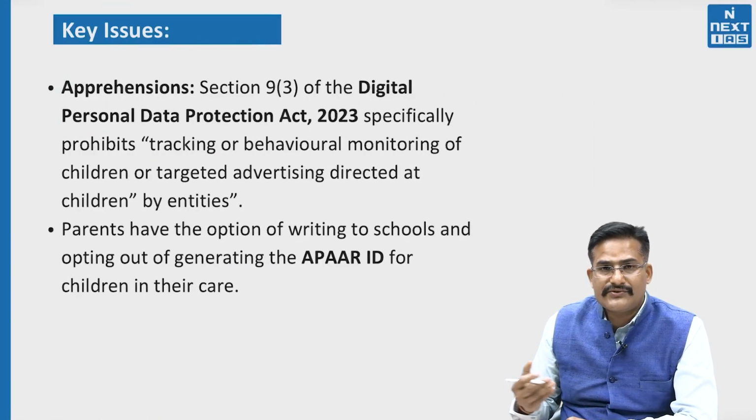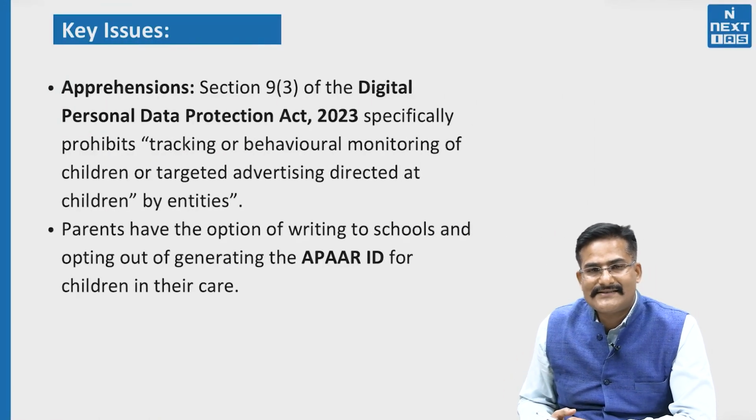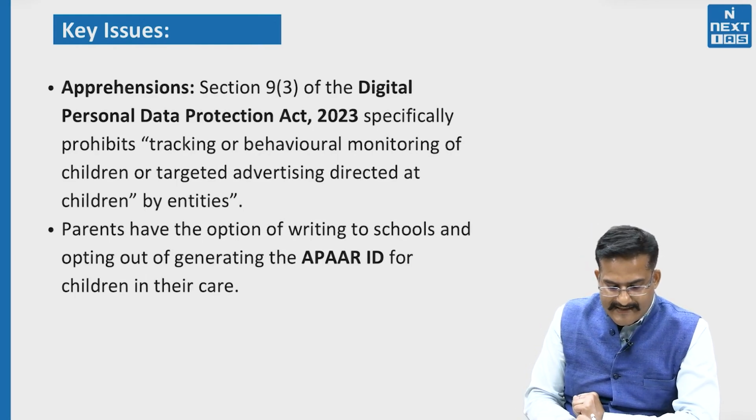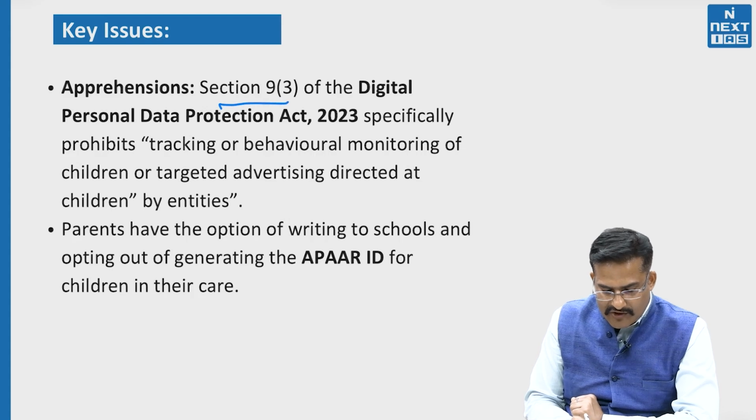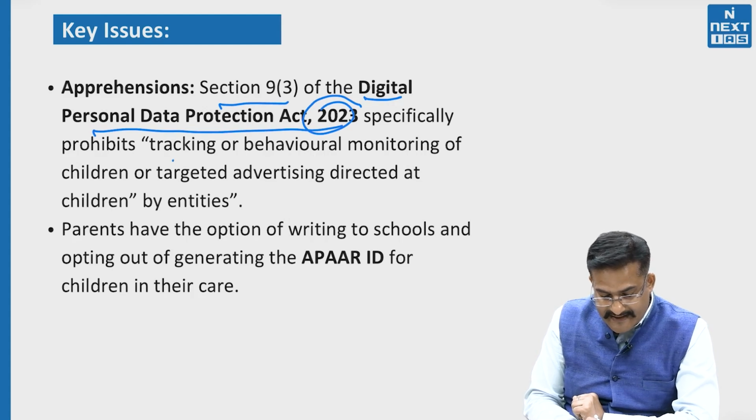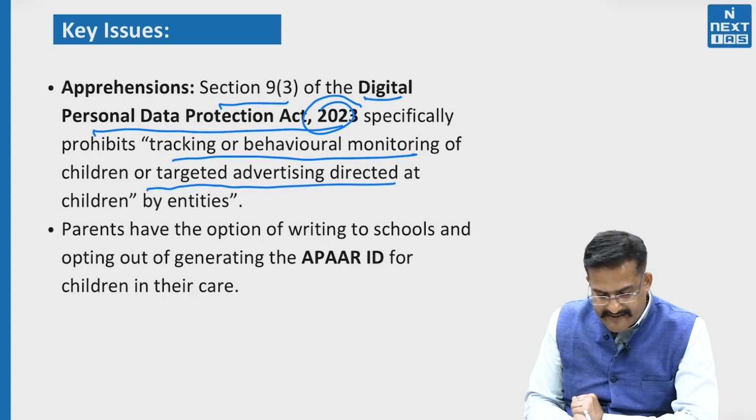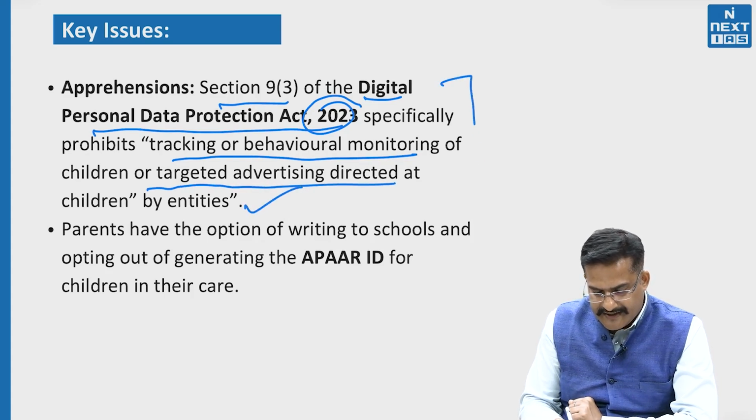Now, what are the issues? There are apprehensions. Why are there protests against this kind of data collection by the various institutions? As per Section 9 sub-clause 3 of the Digital Personal Data Protection Act 2023, it prohibits tracking or behavior monitoring of children or targeted advertisement directed at children by any entity.